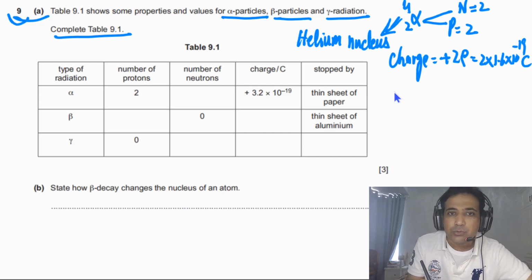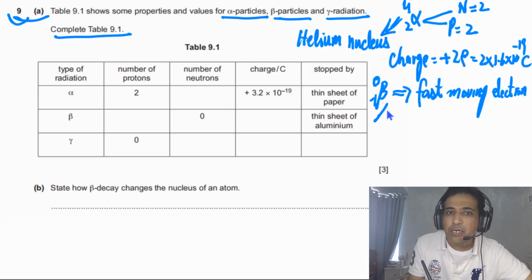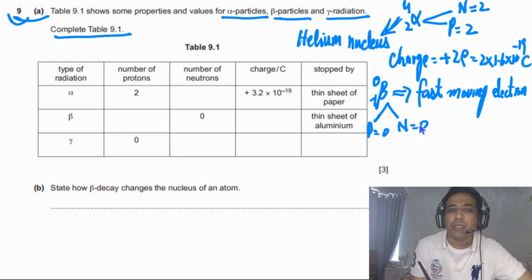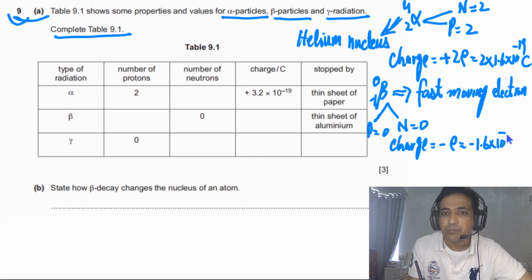Now let's try to understand beta particle. Beta particle simply means that we are talking about electron, fast moving electron. So this point is important. You need to understand what is beta particle. As it is a fast moving electron, it means no protons and no neutrons. And charge on electron is minus e. This is minus 1.6 times 10 to minus 19 coulombs, meaning negative charge on beta particle.